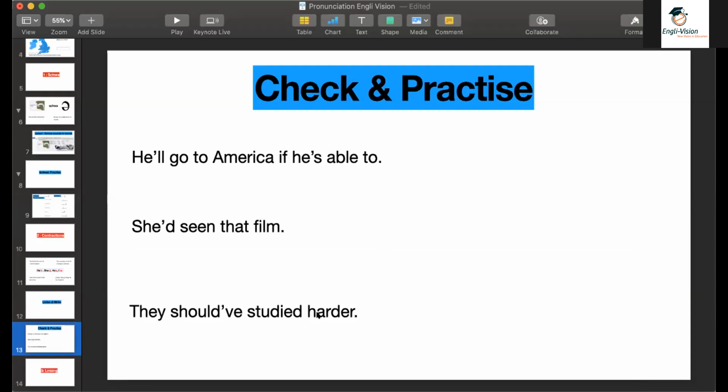In my accent, I say should have. Should have studied. The verb is very small. In East London, you will hear people say, shoulda studied. So you might hear something like that. They shoulda studied harder. Okay, so contractions, again, weak sound.